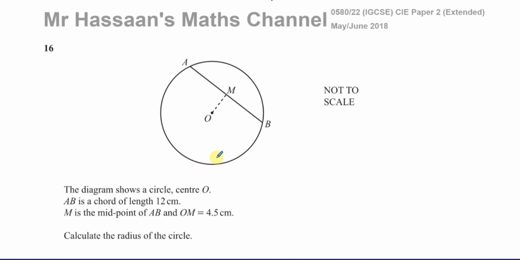All right, so in this case here, we have what's called a chord, and we have this point M, which is the midpoint of the chord, so that this chord is cut into two equal halves. So this is 12 centimeters.